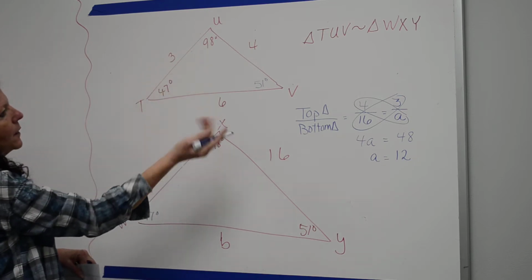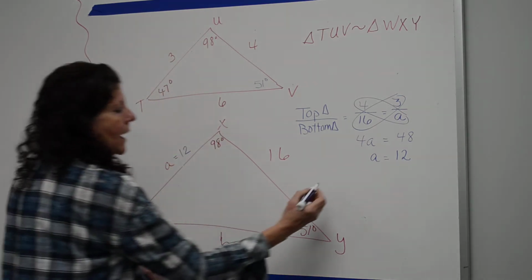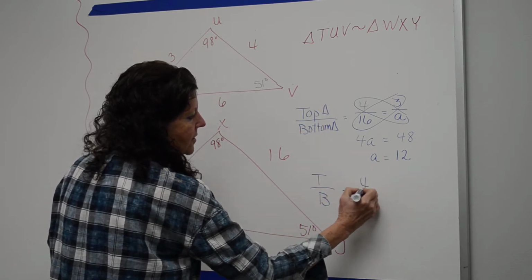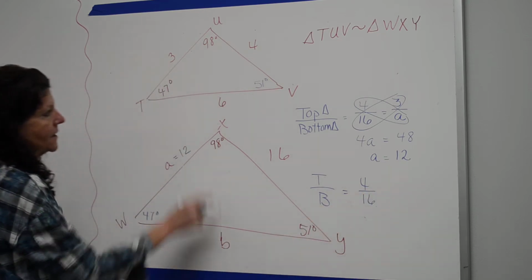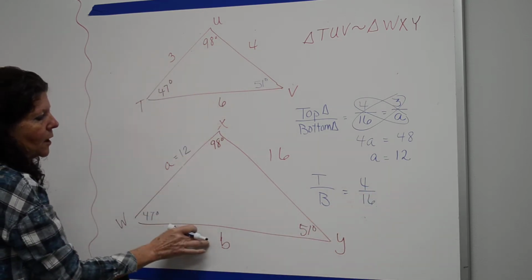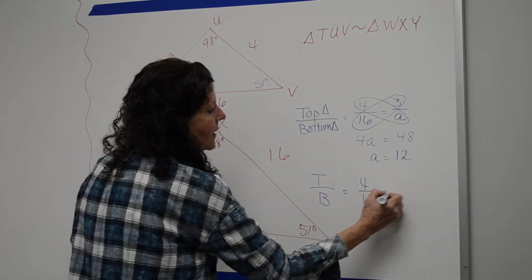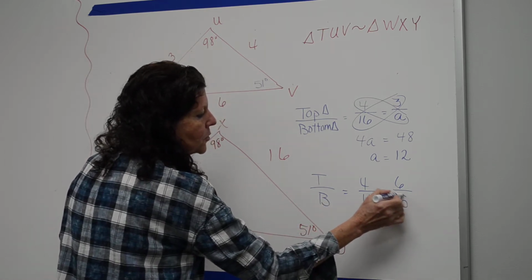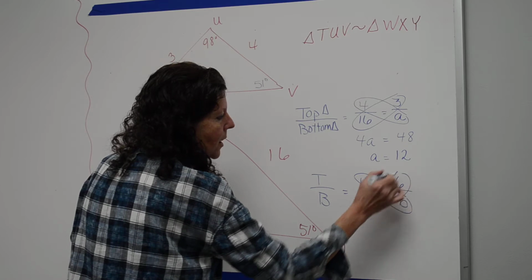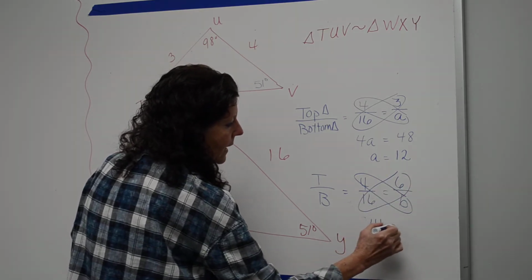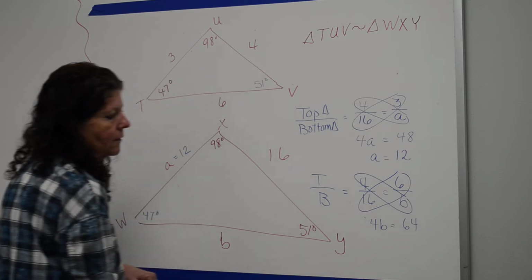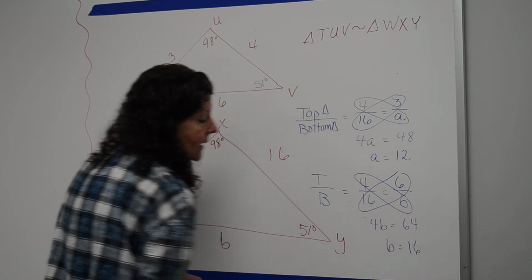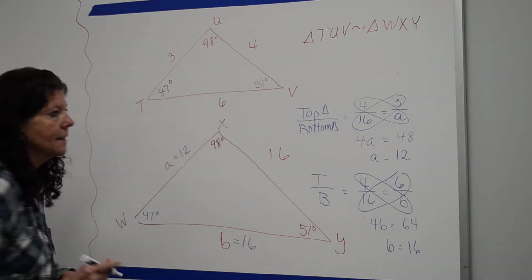I go, okay, I want to find B. So again, I do top and bottom. I can use the same 4 over the 16, but this time I'm working with the line segment across the bottom. 6 is that line segment on the top triangle. B is that line segment on the bottom triangle. I'm going to cross product here, and I'm going to get 4B is equal to 64. When I divide, I'm going to get 16. So I know that B is equal to 16.